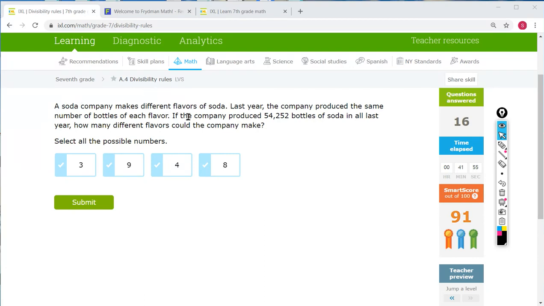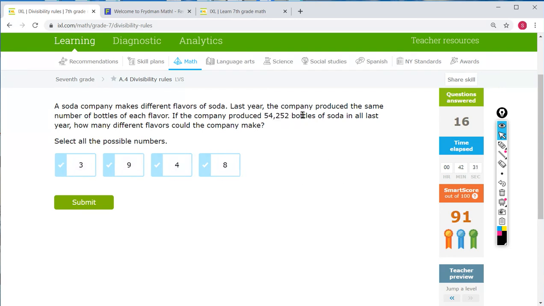A soda company makes different flavors of soda. Last year the company produced the same number of bottles of each flavor. If the company produced 54,252 bottles of soda in all last year, how many different flavors could the company make? So again, in order to answer this problem, really we have to know if these numbers go nicely into this number. So is this number divisible by any of these numbers?